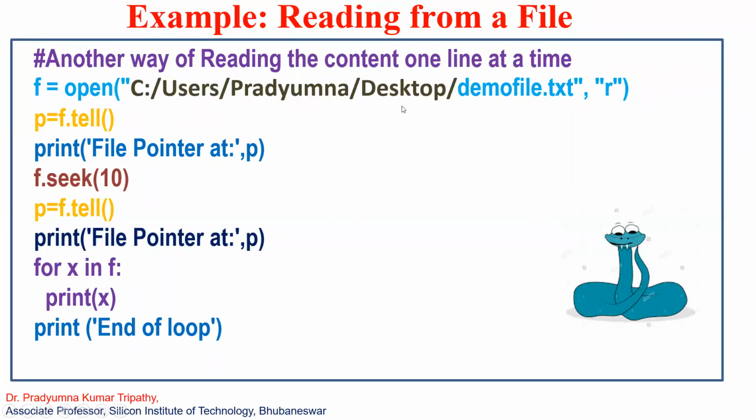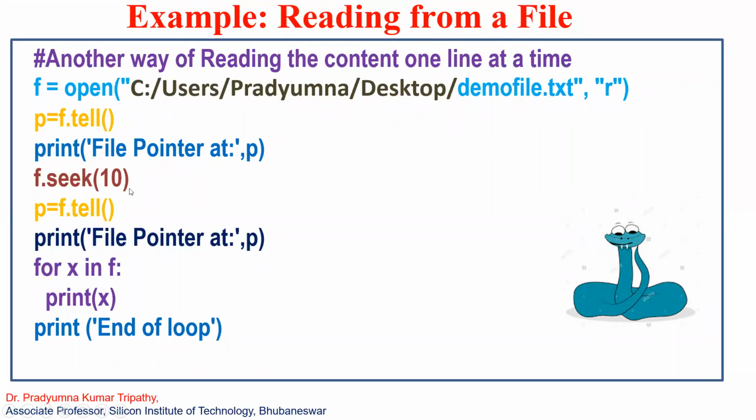The moment you open the file, the file handler points to the beginning of the file. That means it returns 0. So it returns 0 to p. So when I print file pointer at, it will print the 0th position. It will be present at the 0th position, right?